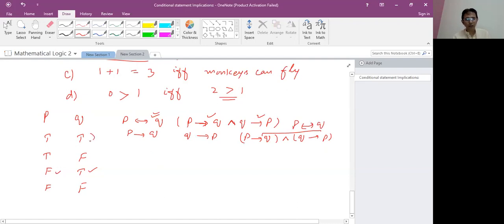When both are true, according to the condition, both are true, it means it is true. Both are false, it means it is true. If the first statement is false, when P is true and Q is false, it means it is false. And the first statement is false, then true, it is true.